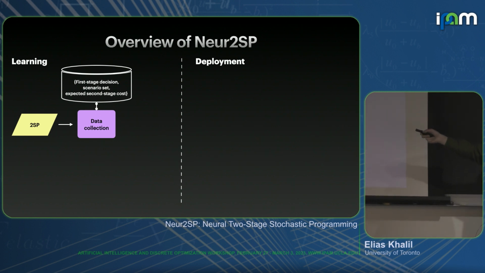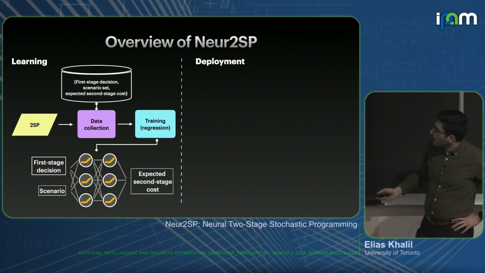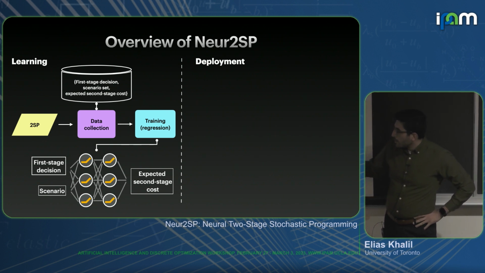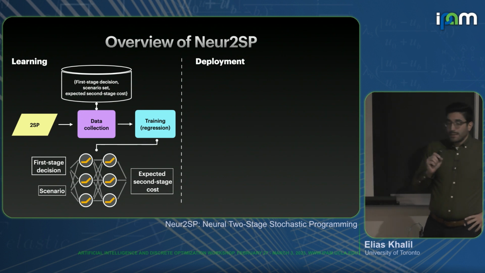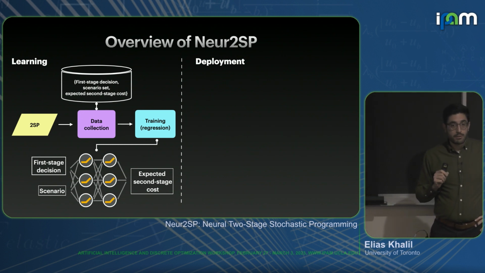So this gives us a data set of inputs and outputs. And then we can just train a regression model that looks like the one I showed on the preceding slides, which takes as input a first stage decision and a scenario and spits out the expected second stage cost for that first stage decision and scenario pair.